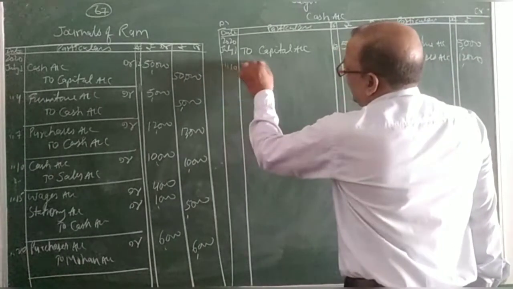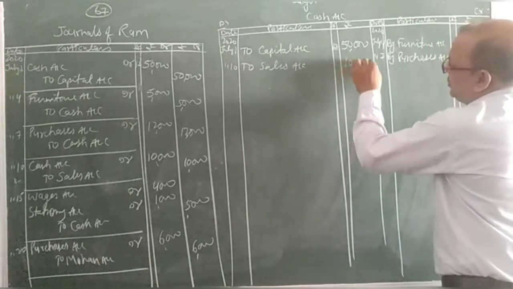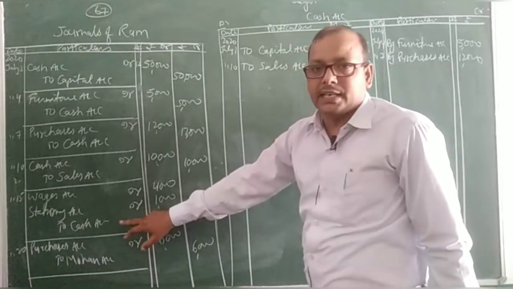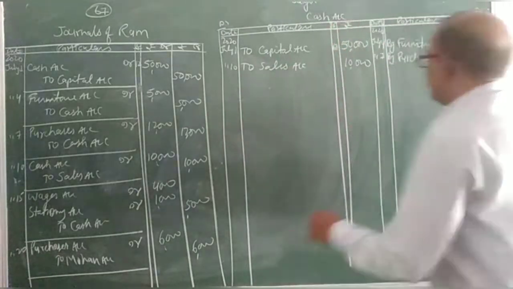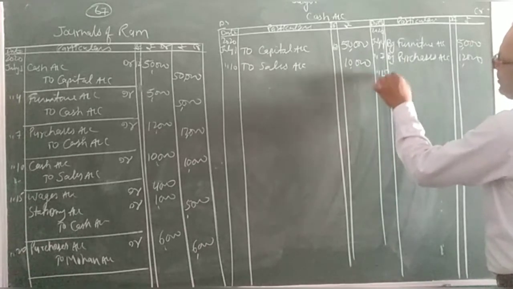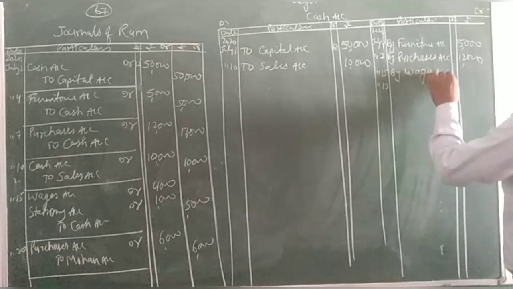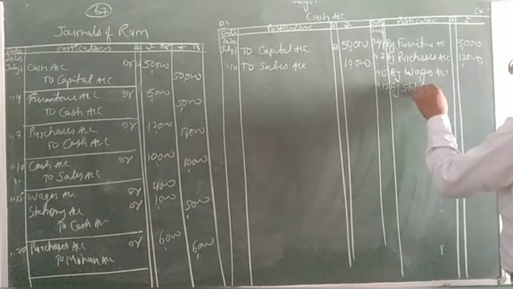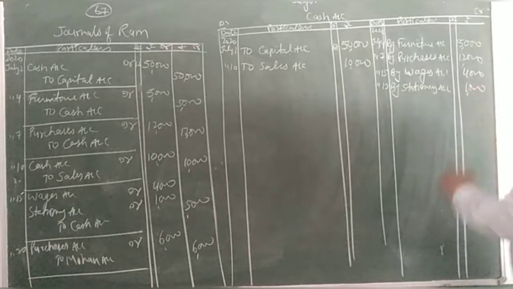In the next transaction on July 10, cash is debited. The opposite account is sales account, the amount is 10,000, so yes, it is 10,000 in the cash column. In the next entry, cash is credited, so posting is on the credit side, and there are two opposite accounts, so both accounts will be written. On 15th, the opposite accounts are by wages account and by stationery account, of 4,000 and 1,000.